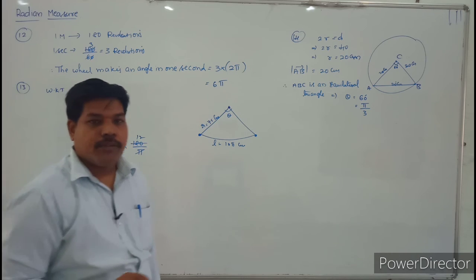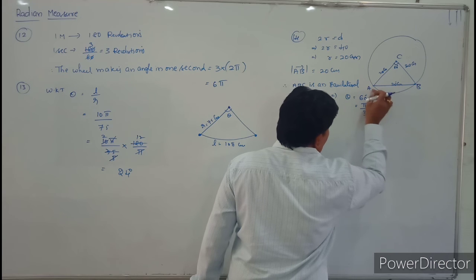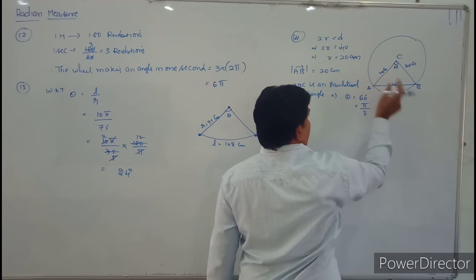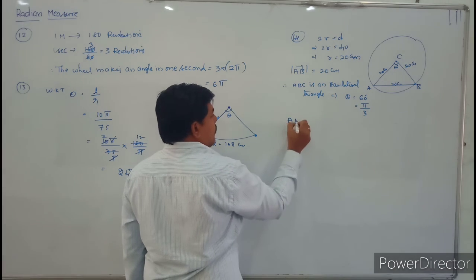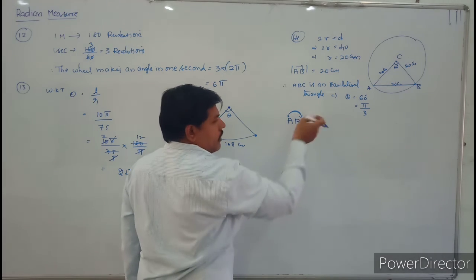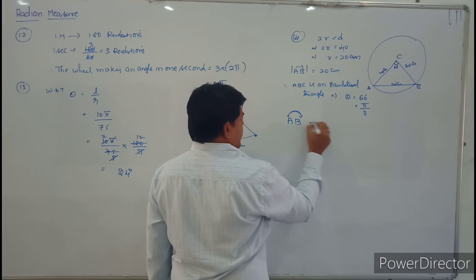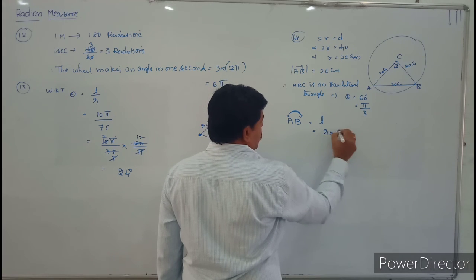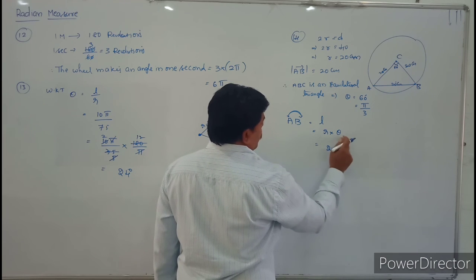But what is the question? They are asking the minor arc. AB is the minor arc. This length is the minor arc length and the other length is called the major arc length. This minor arc length is what they are asking. The length of the minor arc is L. What is the L formula, students? We already know that L is equal to R into theta. What is the R value? R is 20 into what is the theta value, students?